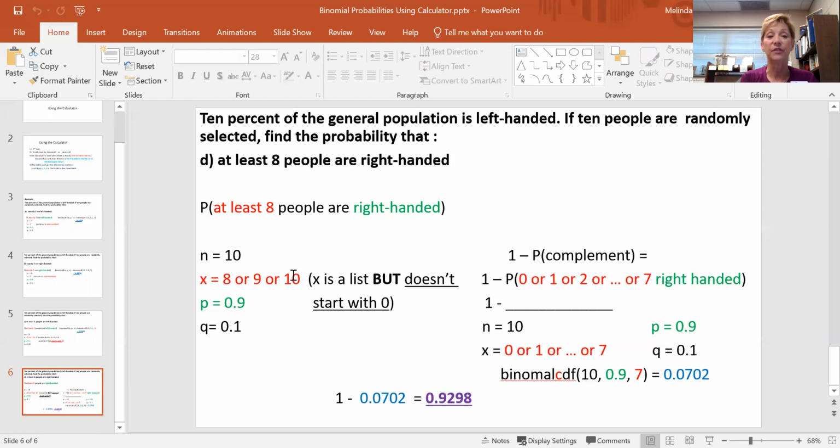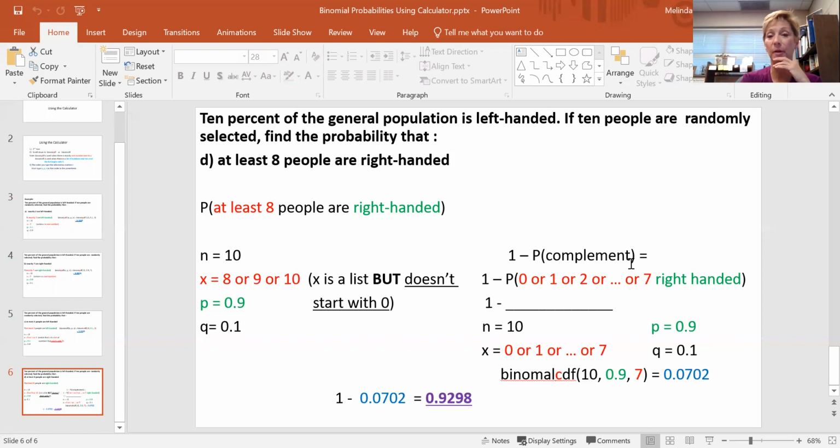But if you've got a list that does not start with 0, you've either got to do individual ones and add them all up, or you do 1 minus the complement. All right. So for me, as soon as I glance at a problem and I say, oh, that's too much trouble, if it's a probability problem, then the next thought that comes in my head is, well, I could do 1 minus the probability of the complement. And usually I'll go set that up and see if that looks better.